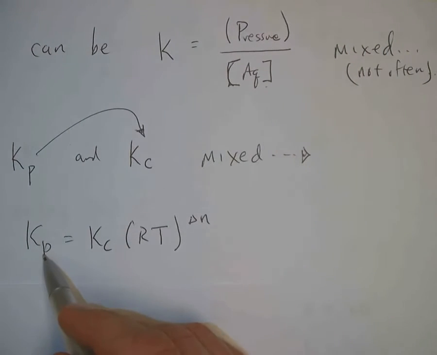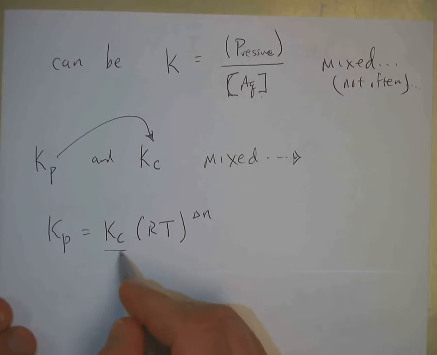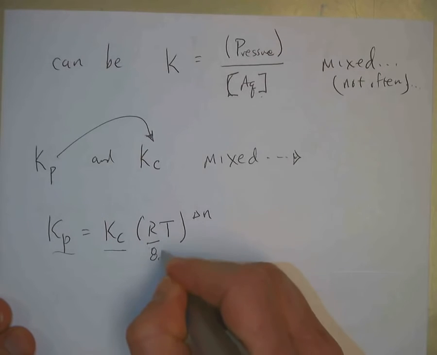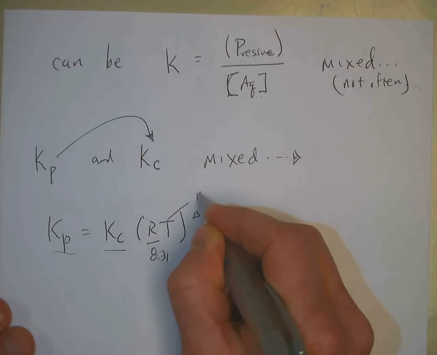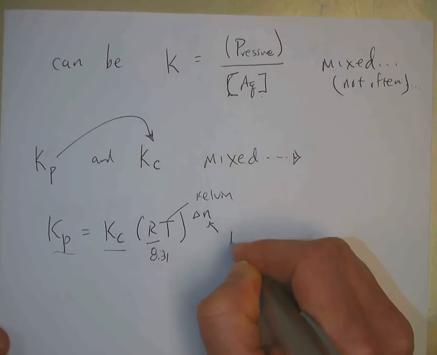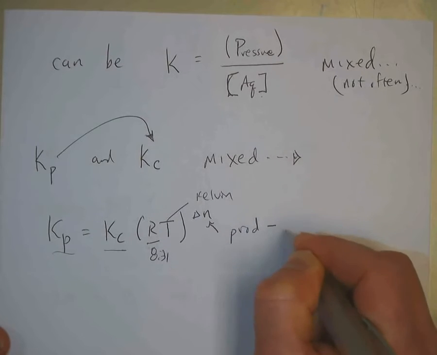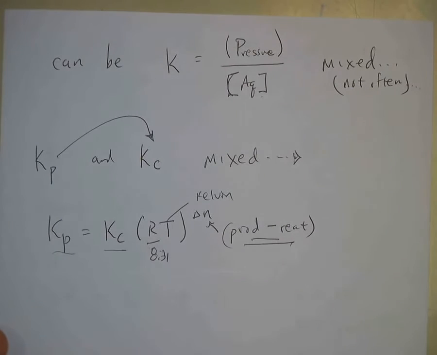Kp obviously stands for the equilibrium constant in terms of pressures. Kc stands for the equilibrium constant in terms of concentrations. R is 8.31 joules per mole Kelvin. T is the temperature in terms of Kelvin. And then delta N is the change in moles, so the moles of products minus the moles of reactants. And that's also given to you on the periodic table.